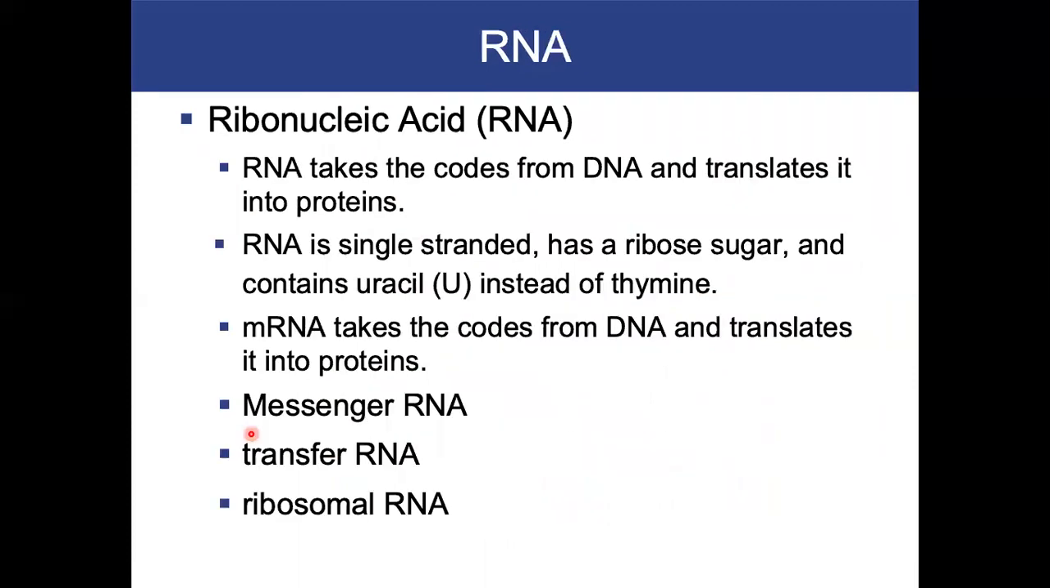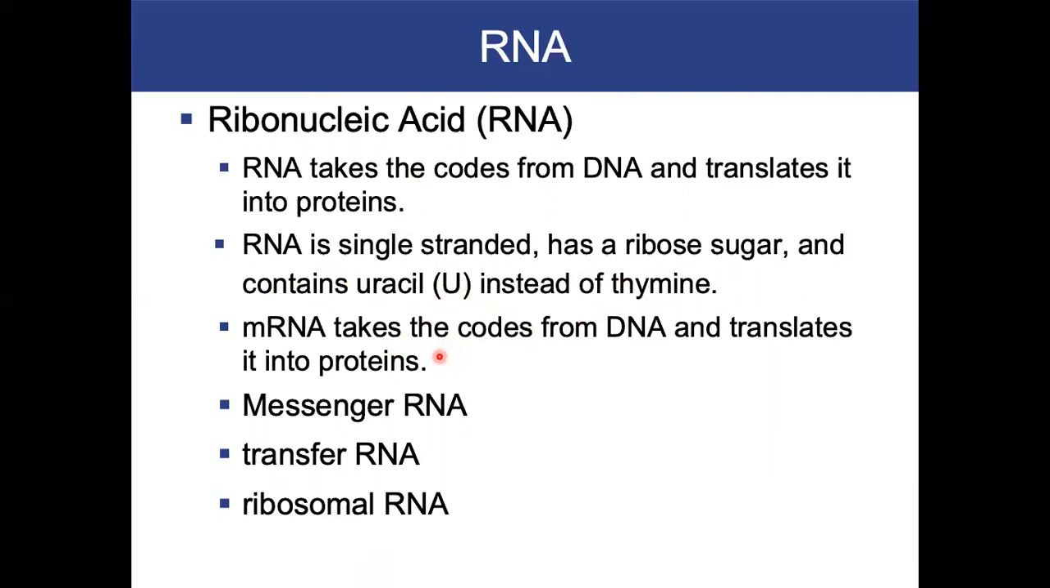Ribonucleic acid, RNA, is going to take the code from DNA and translate it into proteins. It's single-stranded, has a ribose sugar instead of deoxyribose, and contains uracil instead of thymine. So if we had a G for DNA and we were making RNA, we wouldn't put a T there, we would put a U there. mRNA is going to take the code from DNA, translate it into proteins. So we call this transcription and translation.